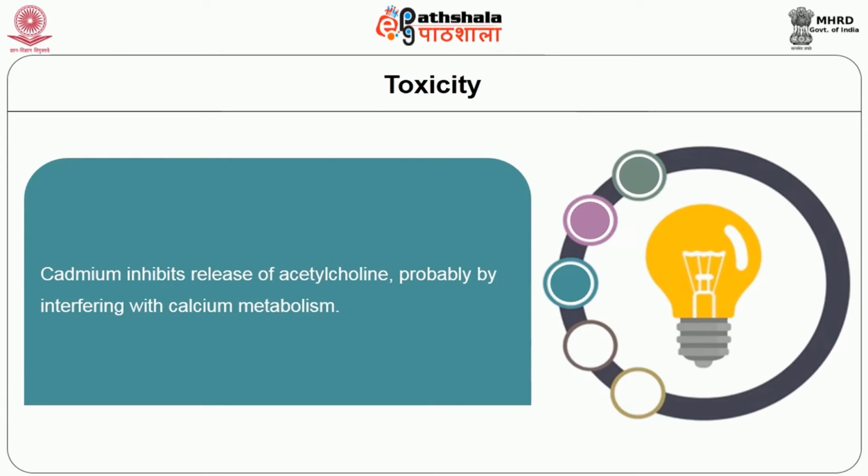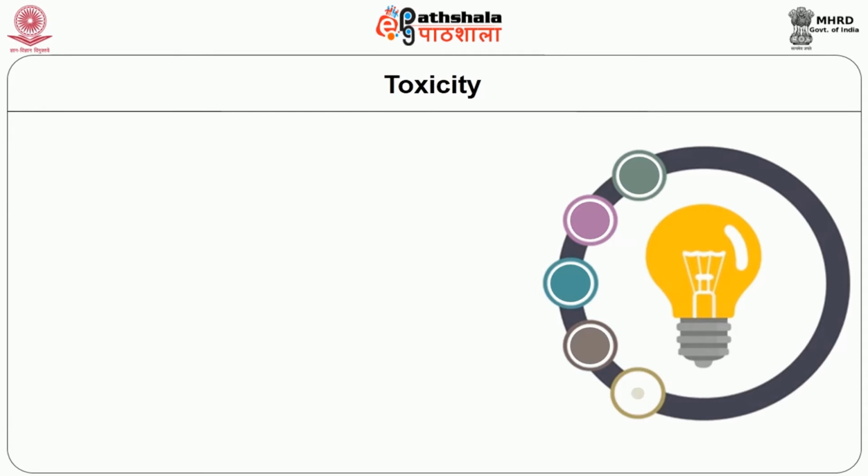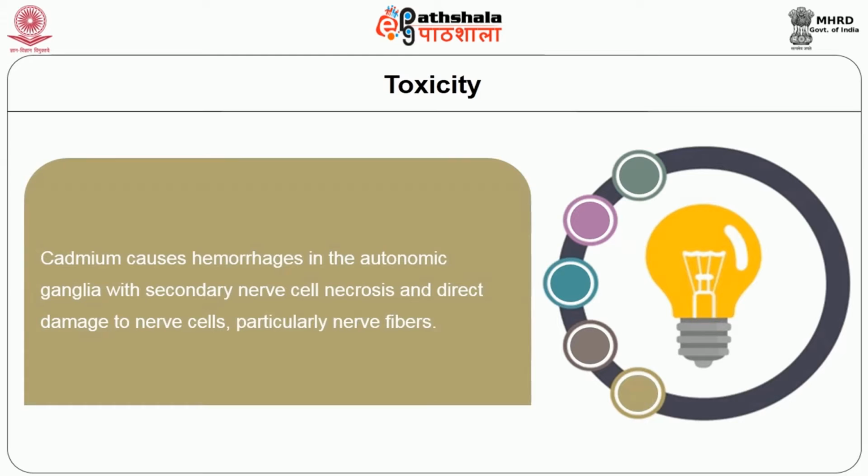Cadmium inhibits release of acetylcholine, probably by interfering with calcium metabolism. Cadmium also inhibits the methylation of phospholipids, interfering with cellular membrane functions. Cadmium causes hemorrhages in the autonomic ganglia with secondary nerve cells necrosis and direct damage to nerve cells, particularly nerve fibers.